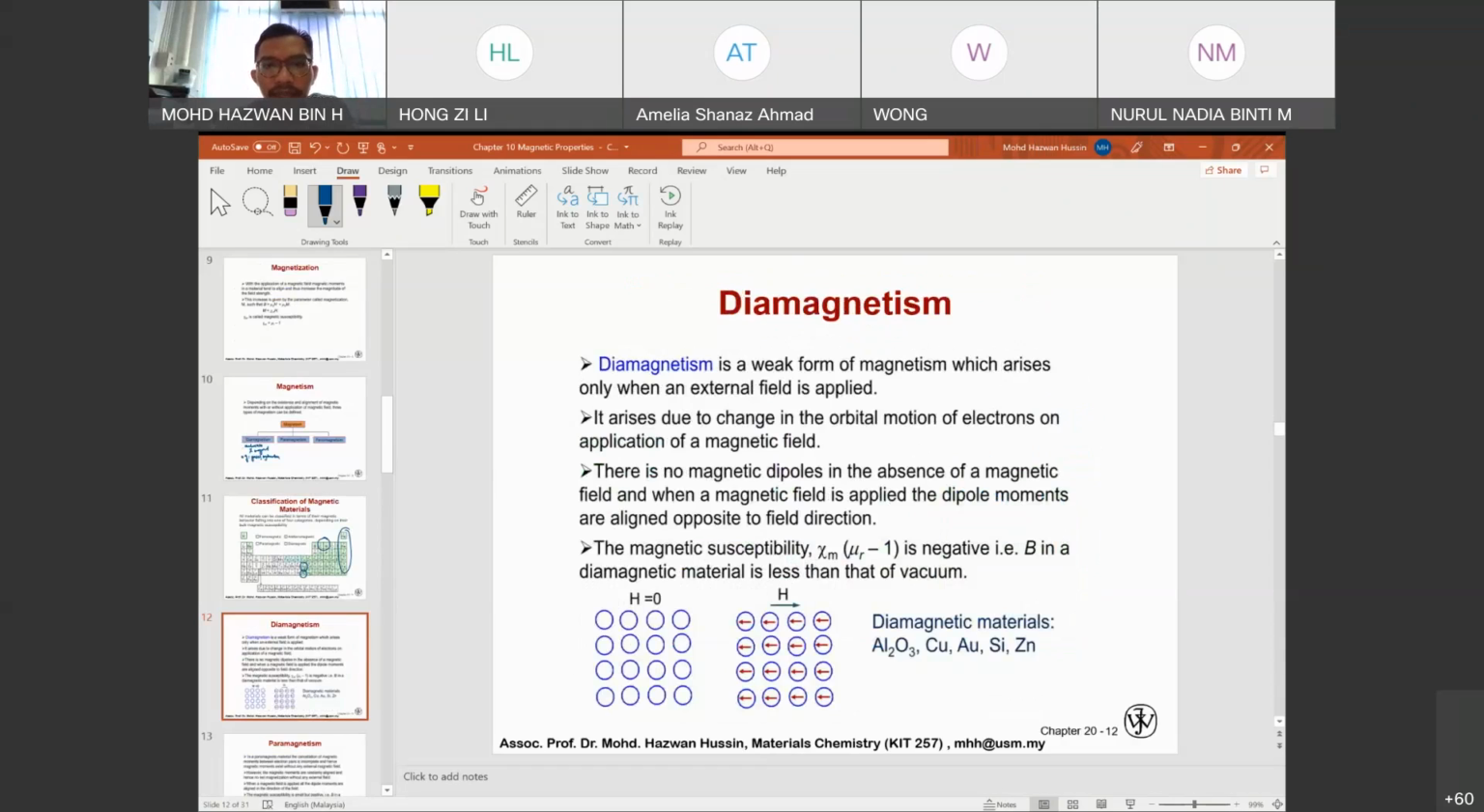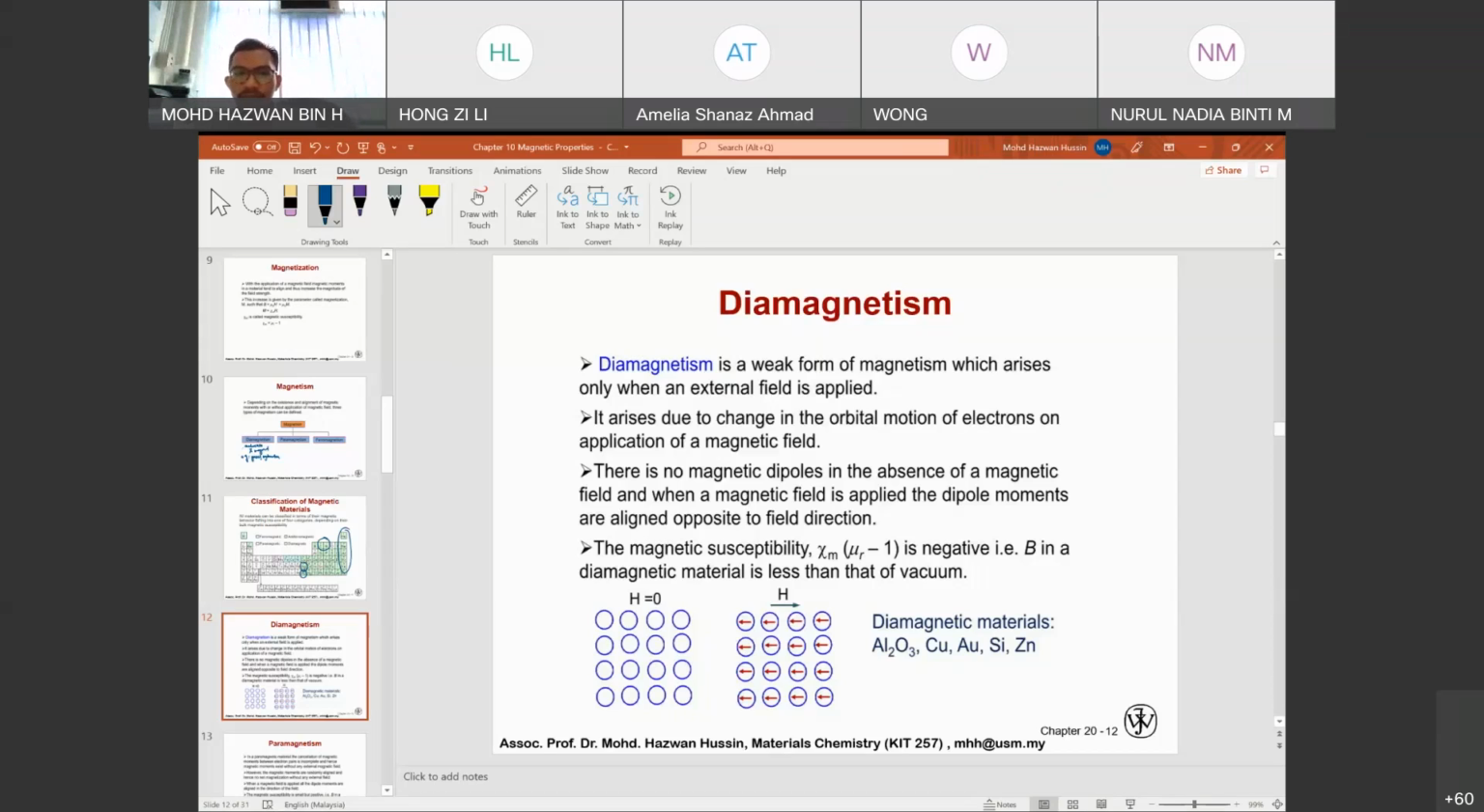For diamagnetism, it is a weak form of magnetism which arises only when an external field is applied. It arises due to the change in orbital motion of electrons on application of a magnetic field. There are no magnetic dipoles in the absence of a magnetic field, and when a field is applied, the dipole moments are aligned opposite to the field direction. The magnetic susceptibility is negative, so χ is less than 0. The magnetic induction B in a diamagnetic material is less than that in vacuum. Examples of diamagnetic materials are aluminum oxide, copper, gold, silicon, and zinc.